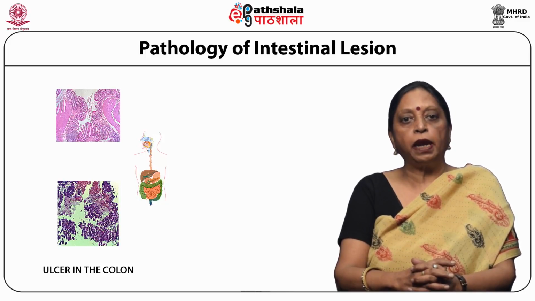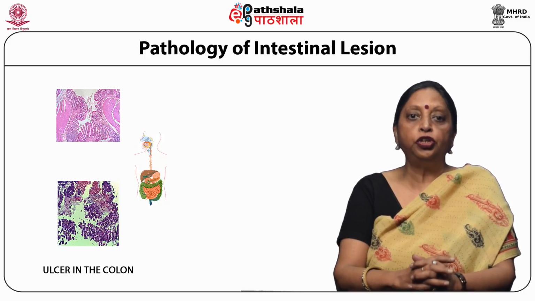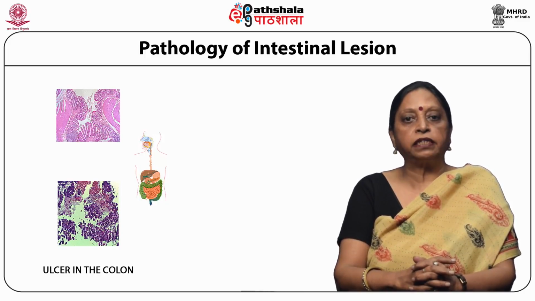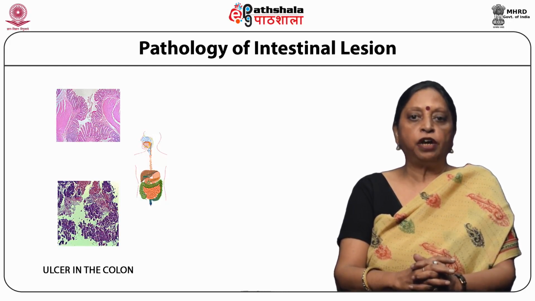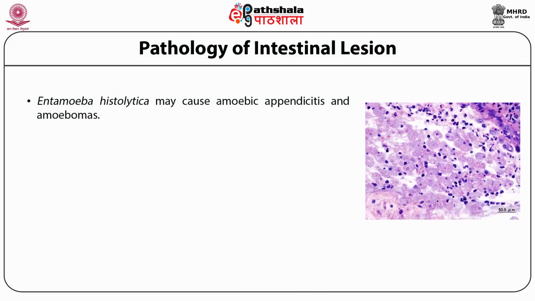However, the ulcers remain confined in the colon, being most numerous in the cecum, followed by the sigmoidorectal region. The ulcers contain active, rapidly dividing trophozoites and are covered by mucus. However, the intervening mucosa between the ulcers is usually healthy. The ulcers in the mucosa and submucosa measure from a pinhead to an inch in diameter. Entamoeba histolytica may cause amoebic appendicitis and amoebomas. Amoeboma is a tumor-like inflammatory mass of the colon.